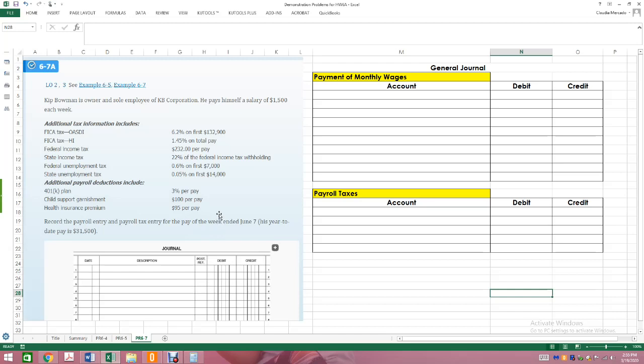Do not get overwhelmed. Same process that we've been doing the last two problems. Okay? The first thing we have here is our wages expense. Now, this particular employee, it says here that he is the sole owner of the company, and he pays himself a salary of $1,500. Okay, so here you can have salaries. Okay, because this is a salary.